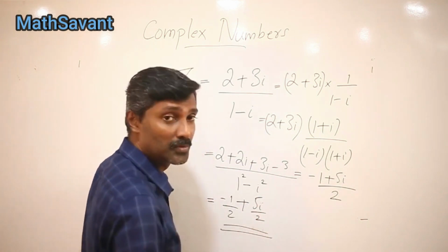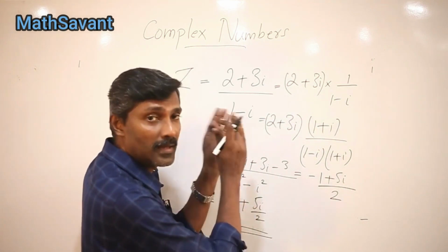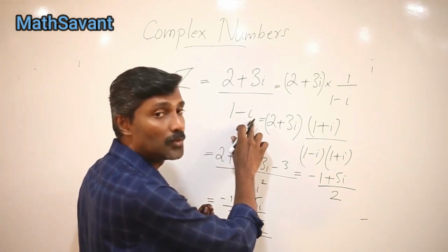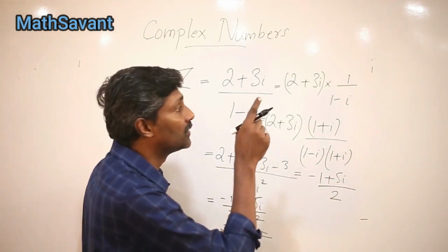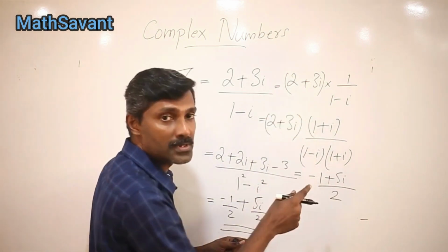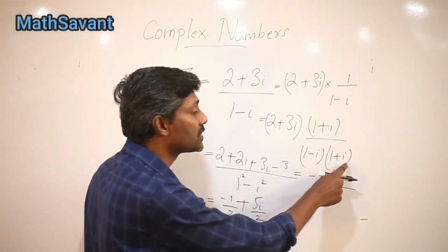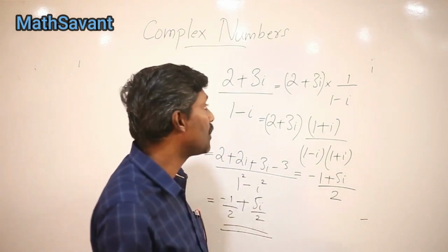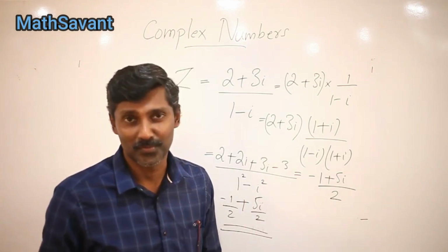So this is how you divide two complex numbers. You let the numerator be there and you take the multiplicative inverse of the denominator. You take the conjugate of the denominator, multiply the numerator and denominator by 1 plus i, and then apply the identity (a minus b)(a plus b) is a squared minus b squared, and finally you arrive at the answer. That's how you solve the division of complex numbers. I hope it is clear for you.